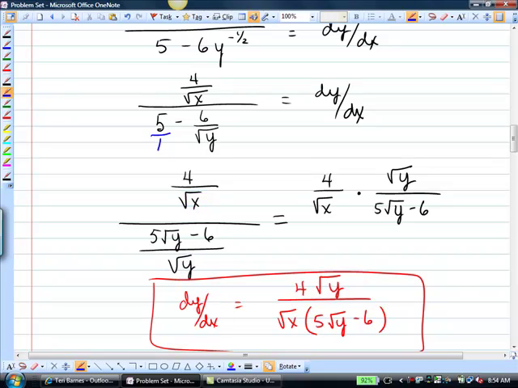And when you divide fractions, what do you do? You flip and multiply. So that's what's happening here. I flipped this one, and I'm multiplying. And I end up with 4 square roots of y over the square root of x times this thing. And I believe that's what they want in MyMathLab. It's kind of crazy. But now that you have a format to follow, you'll be okay.